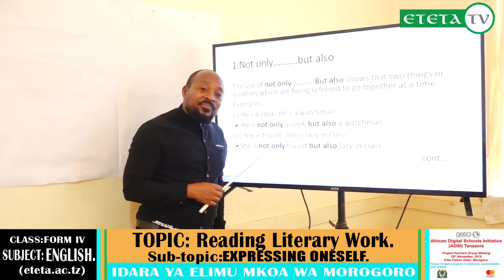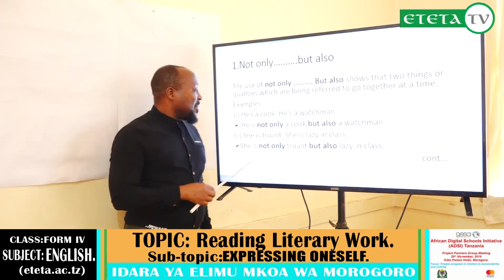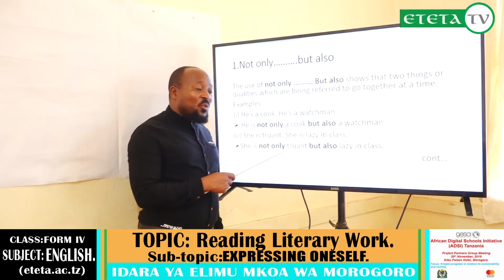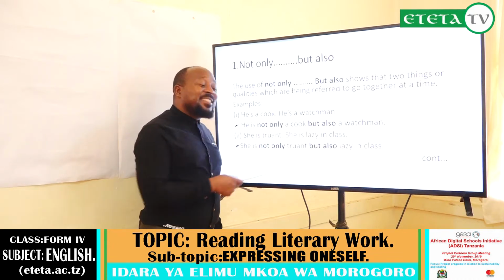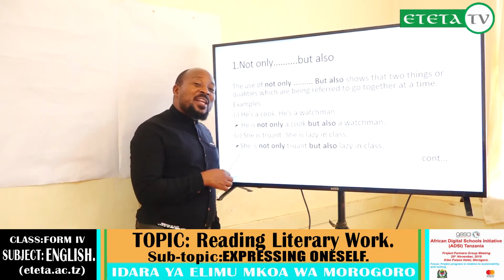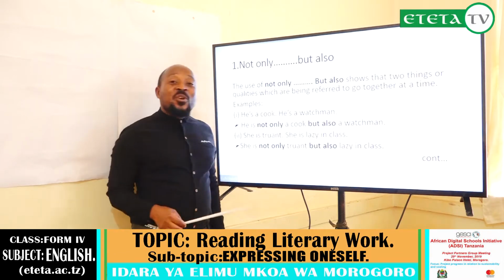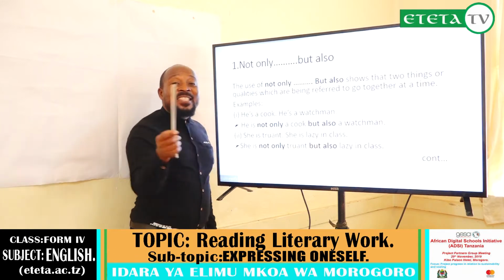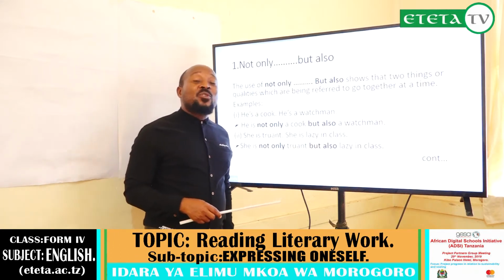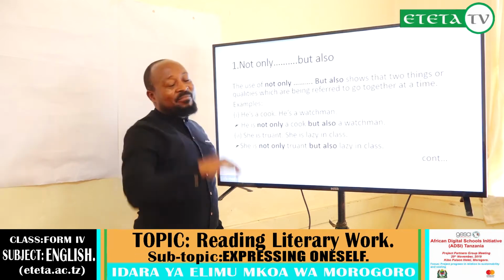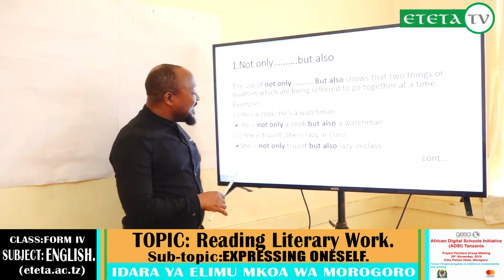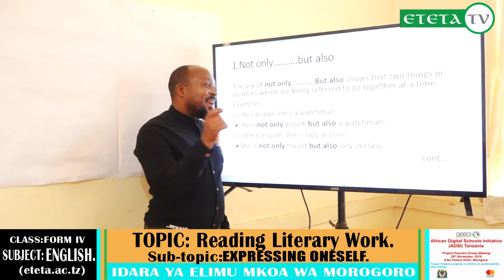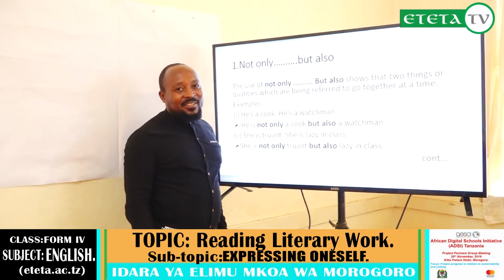Now, check here. We have this girl, who is a truant, maybe in a school. She is truant, and at the same time, she is lazy. So you can see that these two qualities, being truant and being lazy, are taking place in the same person at the same time. And that's why we say she's not only truant, but also lazy in class.